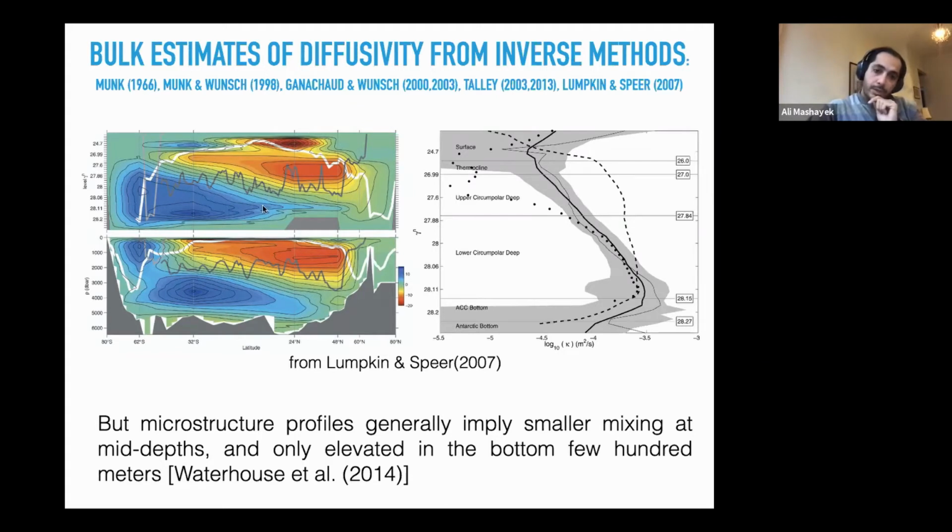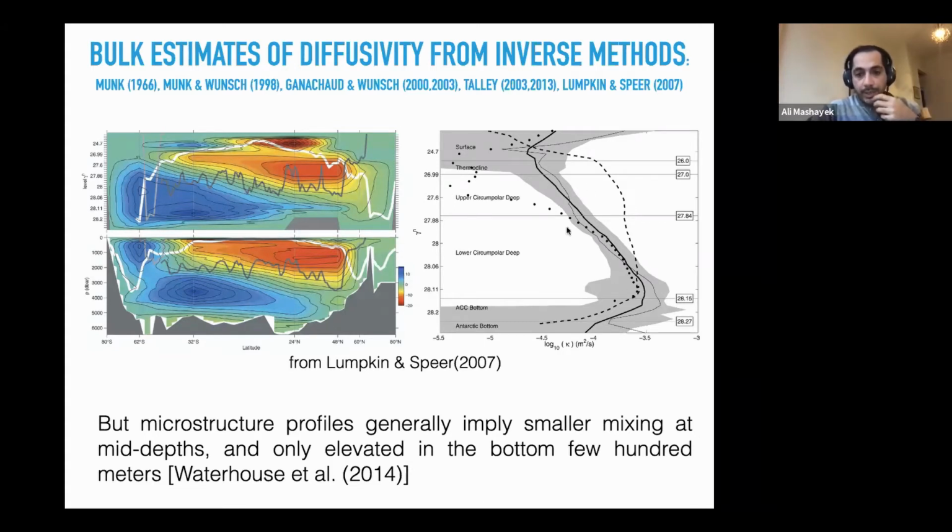But what they do in these inverse models is that they chop up the ocean into different boxes, as you can see. And for each box, they try to close the density budget. And through that closure, they infer how much mixing should be there for mass to be conserved. So the diffusivity comes out of the calculation as a byproduct.